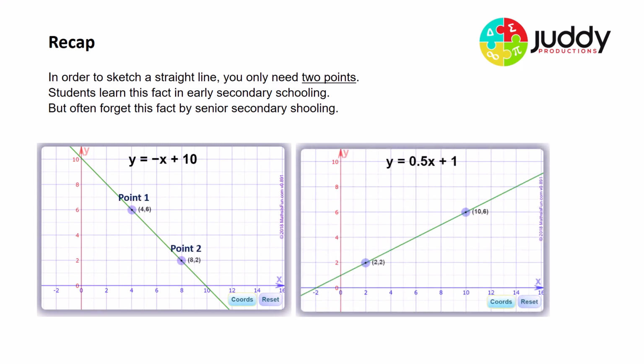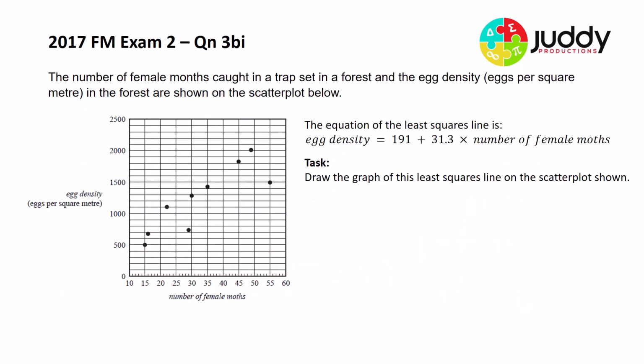And as you see, it only takes 2 points, 1, 2, to define this particular line. And on the other side, it only takes 2 points, 1, 2, to define this particular line as well. And that's the fundamental skill we'll be using for the next 4 examples. So these questions are coming from the VCAA exams in recent years. The first one's from 2017. It's the Further Maths exam number 2, question 3BI.